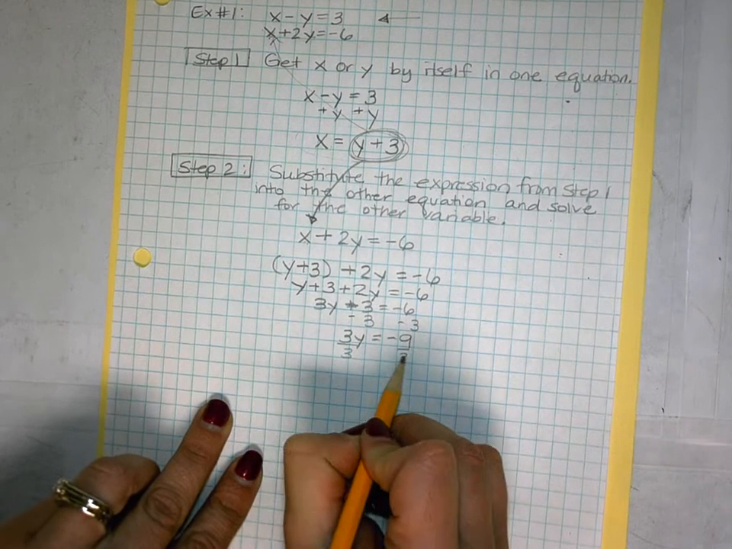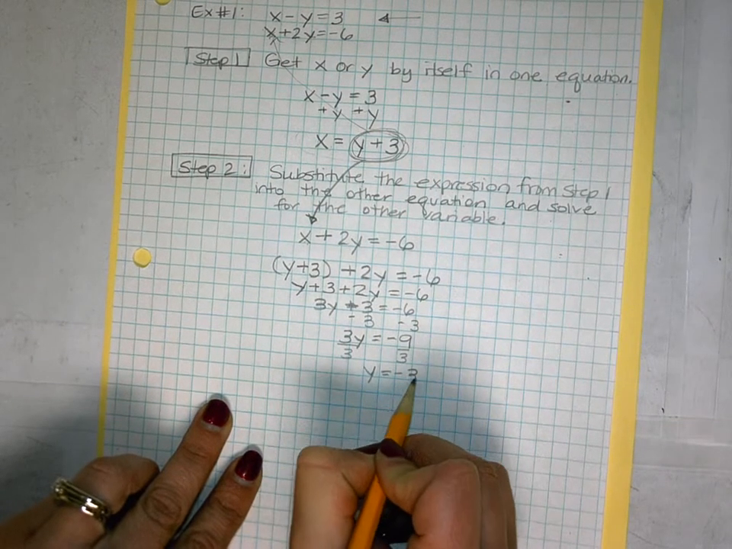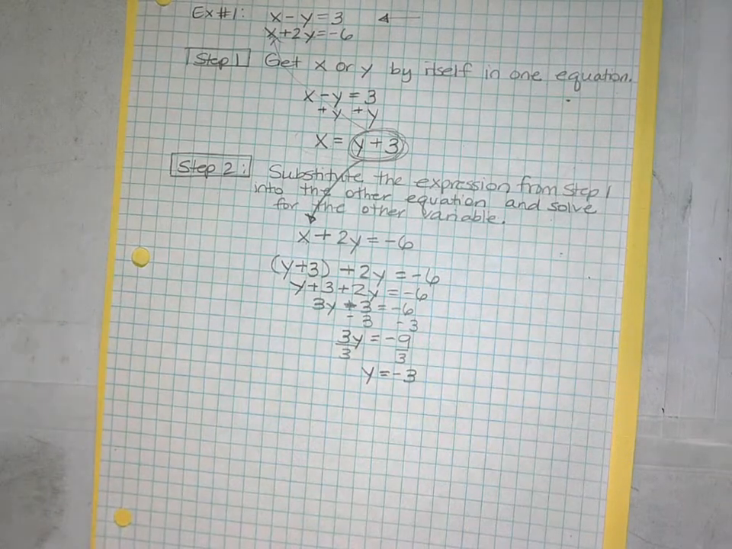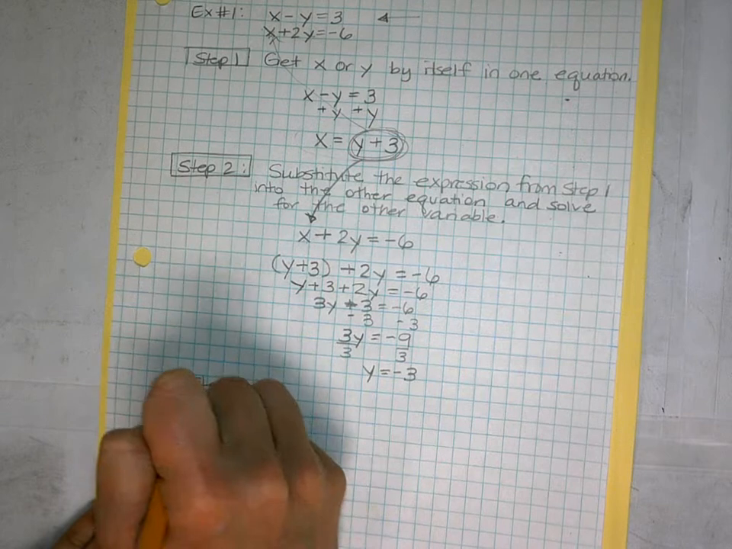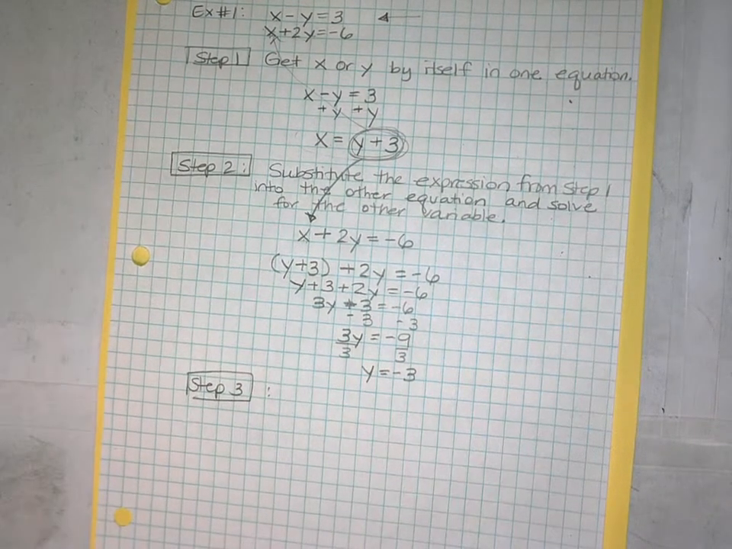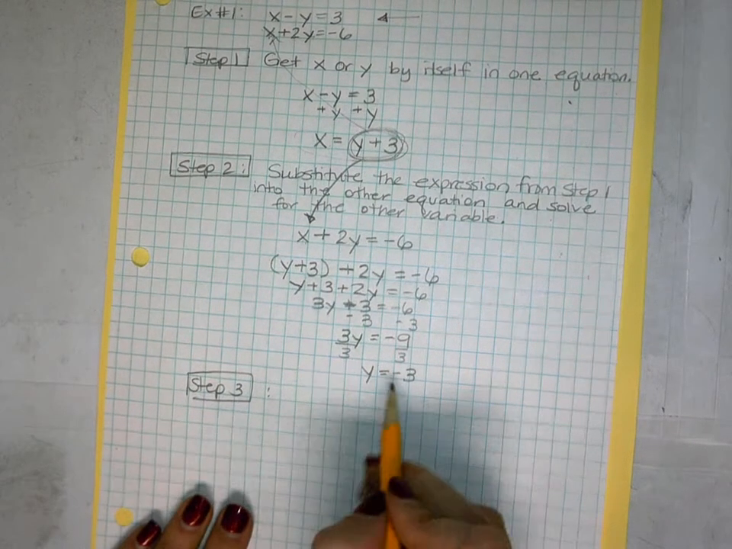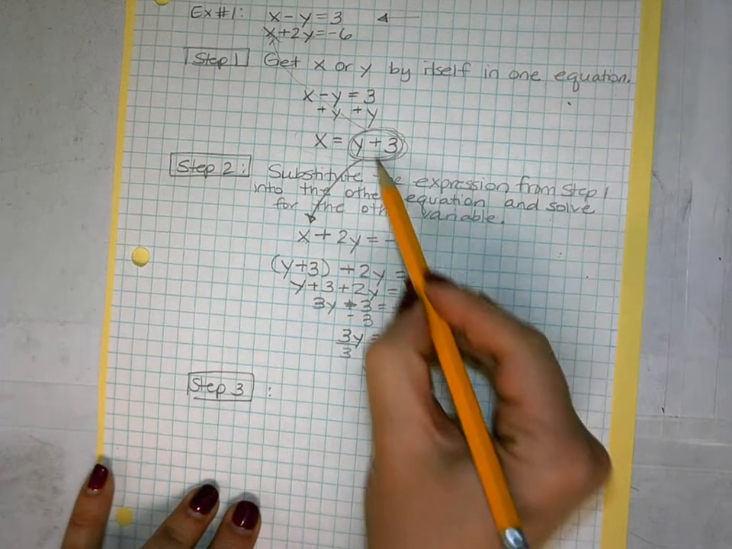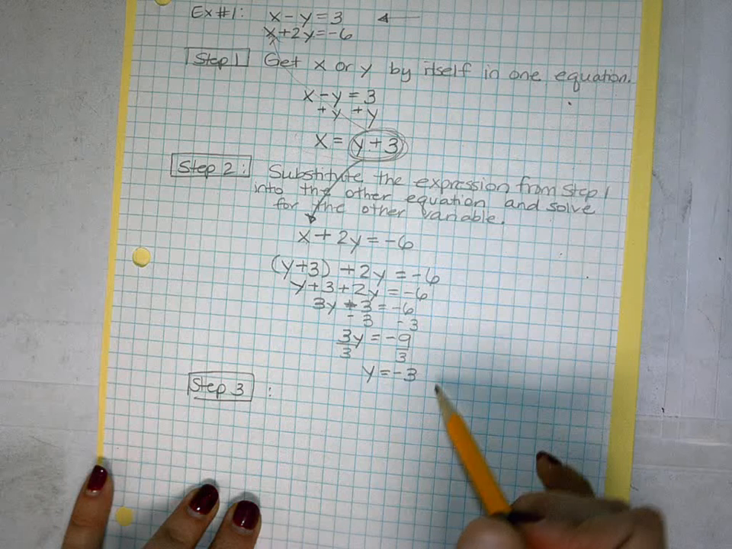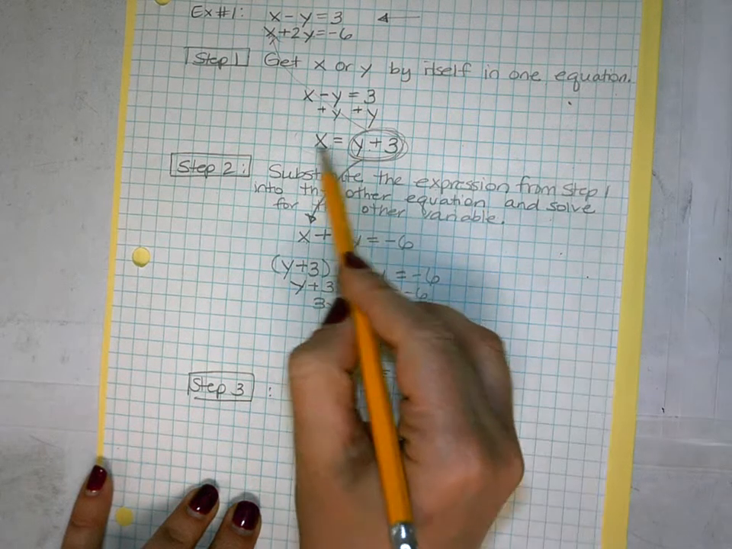Divide by 3, and I have that y equals negative 3. So I have solved for one variable. Step 3 is the easiest part. I'm going to substitute my y value back up here to solve for x. Since I know what y is, I can quickly find what x is.